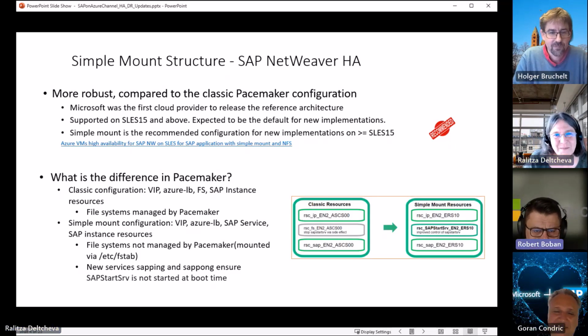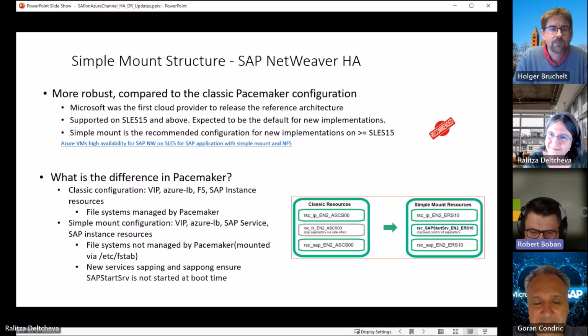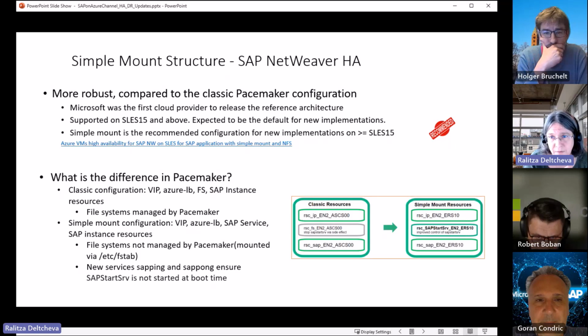All right. Ralitza, you mentioned several times this is for new configuration. Is there any chance to apply that to existing configuration, or is it simply too complex? No, it's not too complex, and it is absolutely possible to apply it to existing deployments as long as they're on 15 or above.